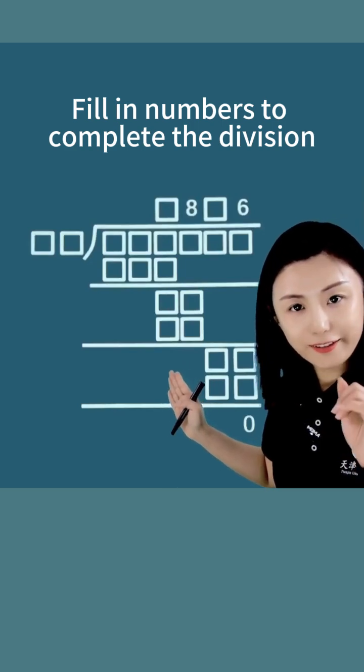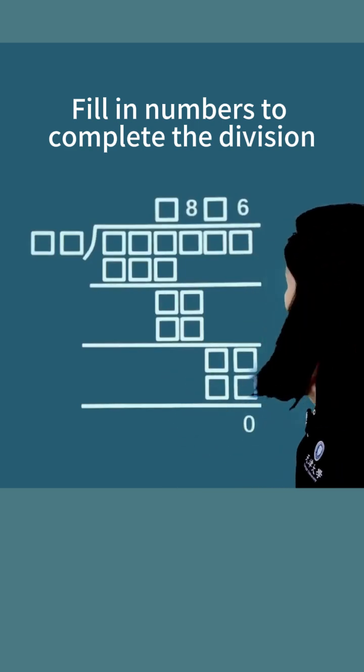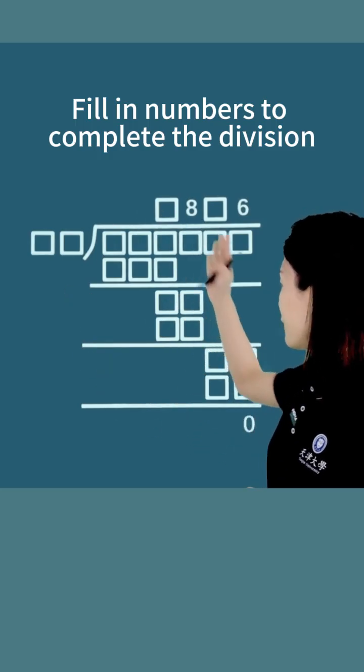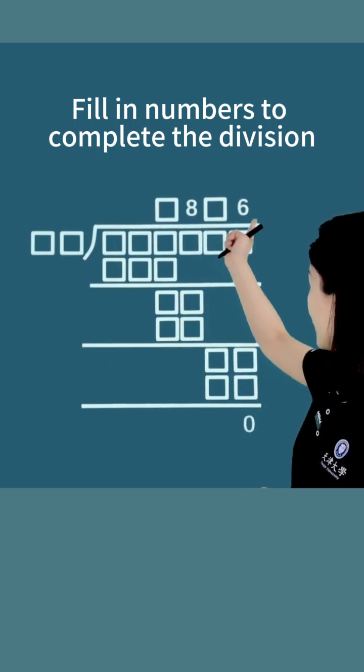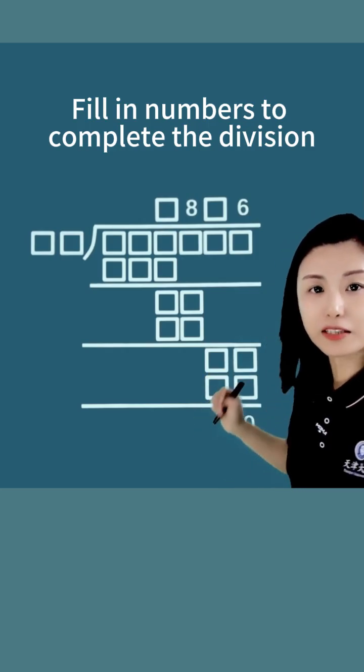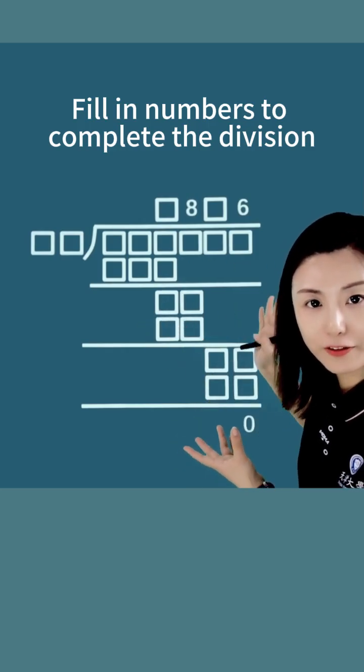Anyone who can solve this problem is definitely a little academic whiz. Let's take a look at the question together. You're given a division equation like this, but only two numbers are provided, 8 and 6. You're asked to fill in all the other numbers.